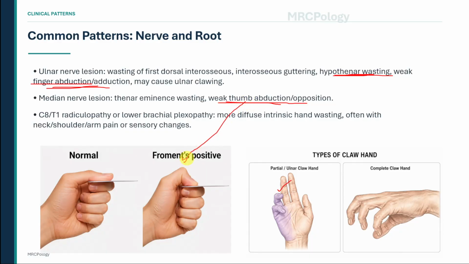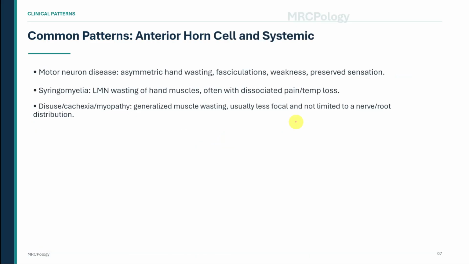A C8 or T1 radiculopathy or a lower brachial plexus lesion may cause more diffuse wasting of the intrinsic hand muscles. Radiculopathy may be associated with neck pain radiating into the arm. A plexus lesion may be associated with shoulder or arm pain and a broader pattern of weakness or sensory loss. In motor neuron disease, wasting may be asymmetric and accompanied by fasciculations and progressive weakness. Sensation remains normal.